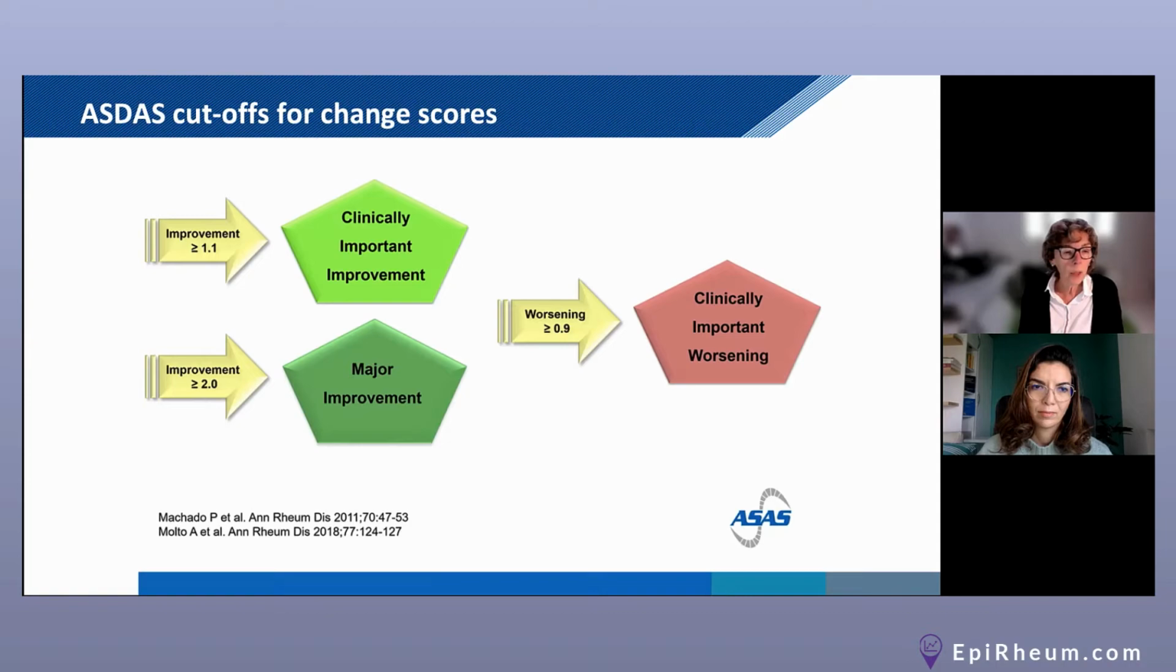And we finally called the minimally important improvement the clinically important improvement, which is an improvement of at least 1.1 and a major improvement of at least 2. Later on, we also developed separately a clinically important worsening. And you see also that the worsening and improvement does not result in the same value, and that's usually the case.